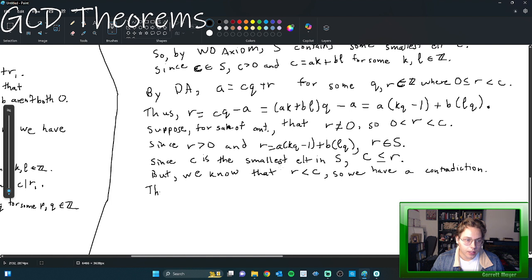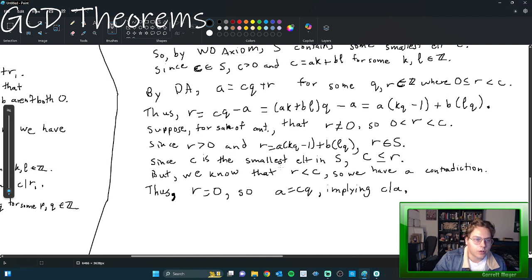Thus, R needs to be 0, because otherwise it would be part of that set S, and it would be the smallest element. But C is the smallest element by that well-ordering axiom. So because of that, we know that R equals 0. So A equals CQ, implying C divides A.